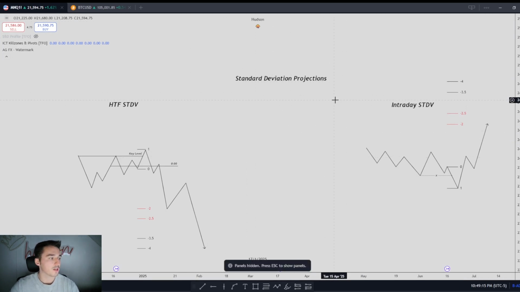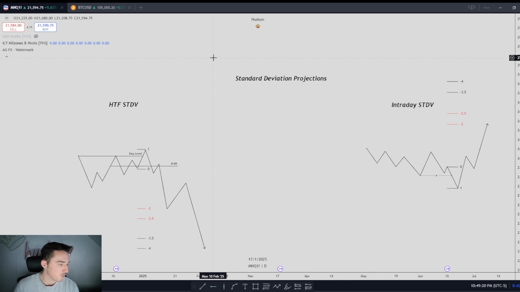Today's video is going to be going over these standard deviation projections, right? These are a great way to frame reversals from, have price targets directed to, whatever you want to use these for. I'm just saying this is a great tool to use, right? So this is going to be your standard deviation projections right here.